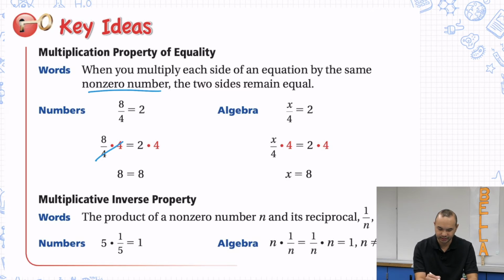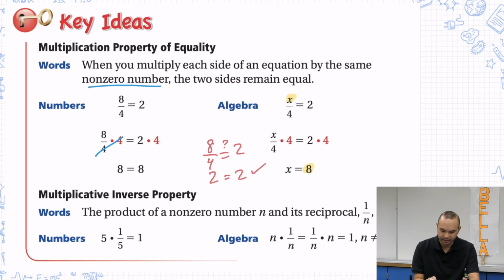So x equals 8. And then, of course, you can check your answer. This is the solution, and you plug that back into the original equation. So to check your answer, you go, okay, 8 over 4, does that equal 2? Yes, so 2 equals 2, then you did the problem correctly.